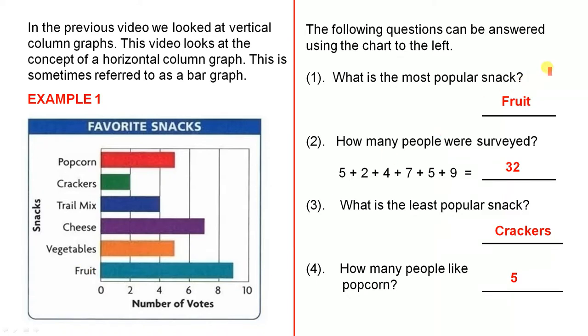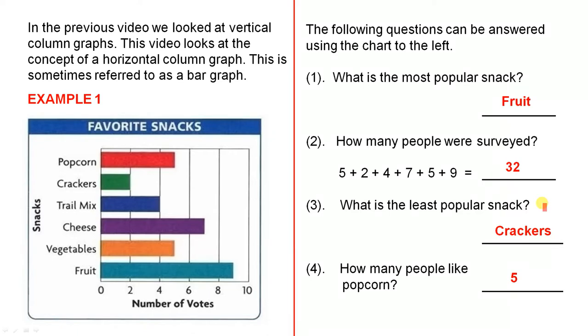What is the most popular snack? If you look at the one with the longest column, that is fruit. How many people were surveyed? All you do is add each of the numbers here at the end of each column. For example, there are the numbers. The 5 is for popcorn, the 2 is for crackers, and so on, and 32 people were surveyed.